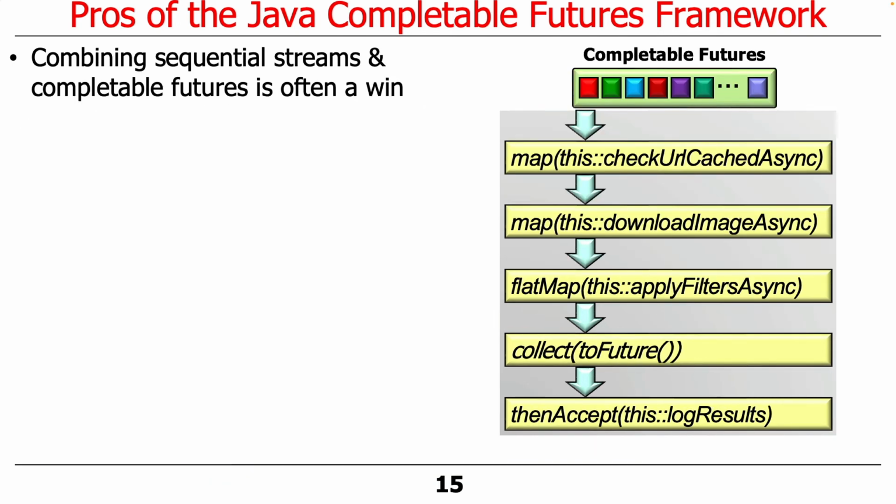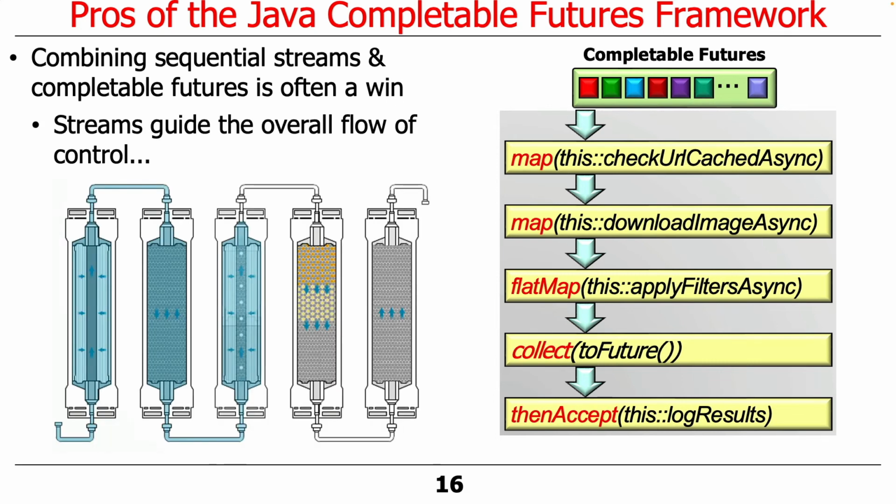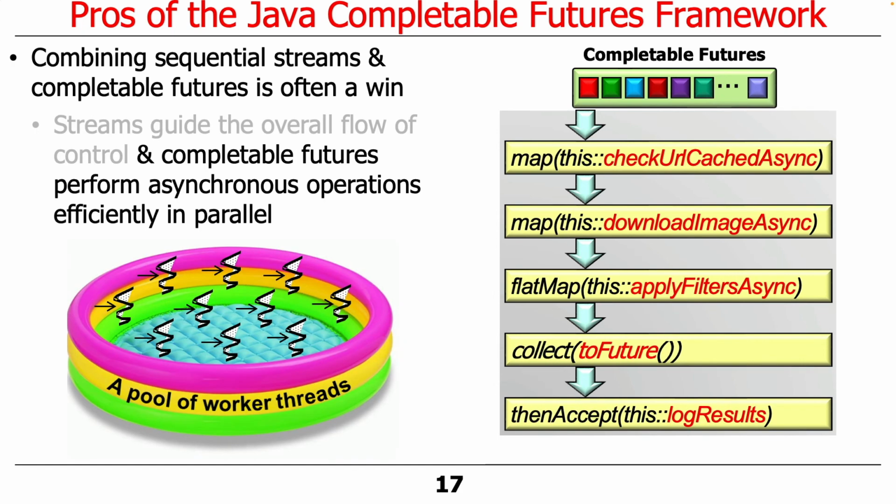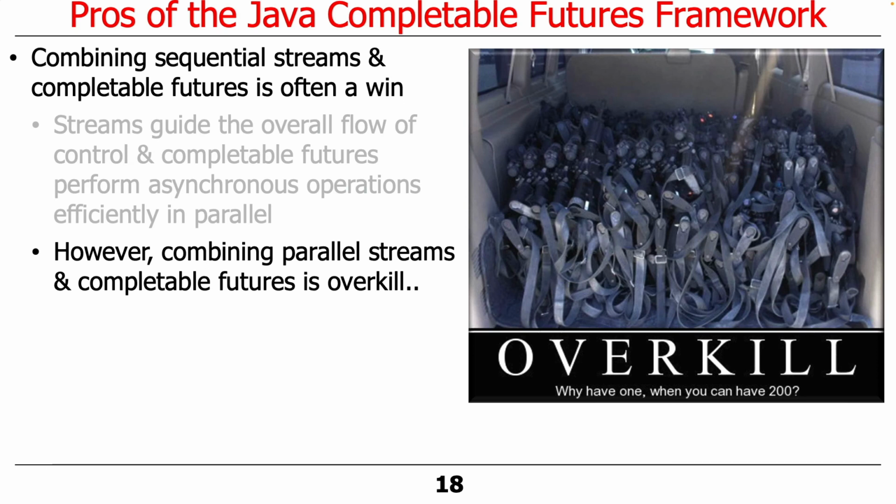It's often the case that combining sequential streams with completable futures will be beneficial. You can use the streams framework to guide the overall flow of control without using explicit control constructs like if statements or loops. Then you use the completable futures portion to do the asynchronous operations efficiently in parallel. So it's a nice combination. However, as a general rule of thumb, combining parallel streams with completable futures is probably overkill. You're usually better off using sequential streams with completable futures to get that control flow and asynchronous processing worked out. It's usually not necessary to use both completable futures and parallel streams.